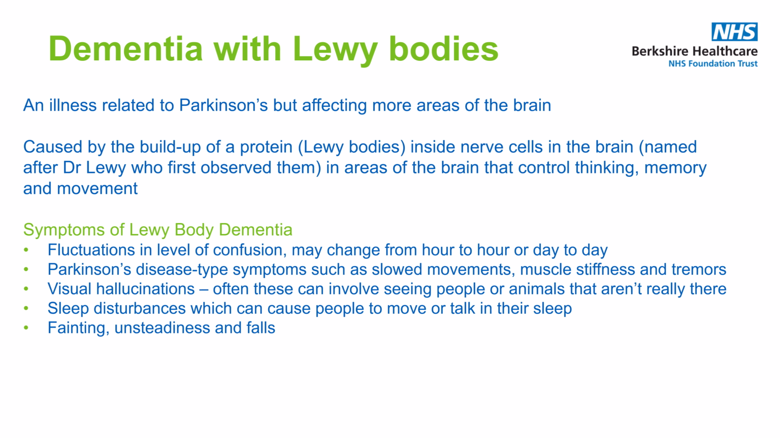Dementia with Lewy bodies is an illness related to Parkinson's disease. In Parkinson's, the areas of the brain affected are mainly areas which regulate movement. In dementia with Lewy bodies, more areas of the brain are affected. Proteins called Lewy bodies build up inside nerve cells within the brain in areas which control thinking, memory, visual interpretation, as well as movement.